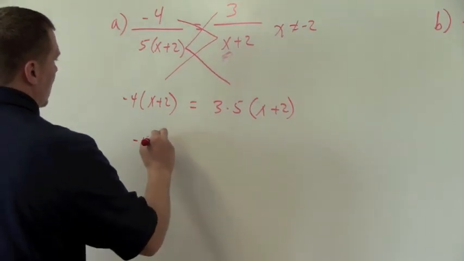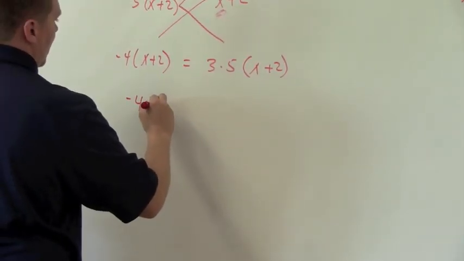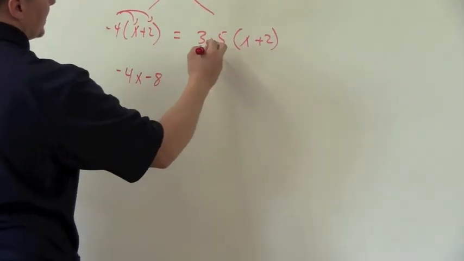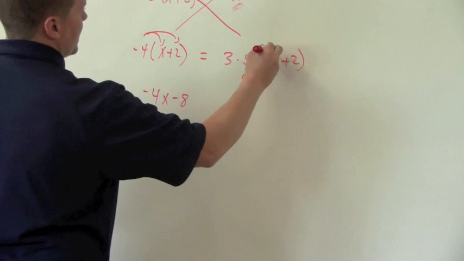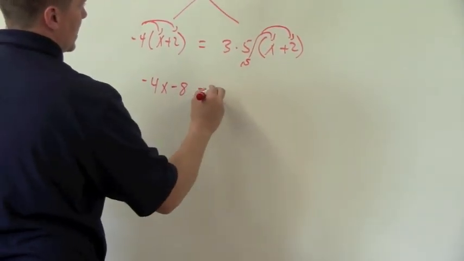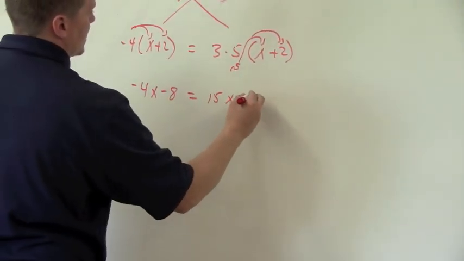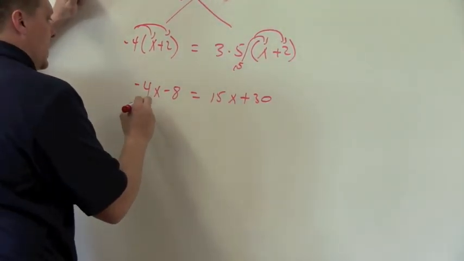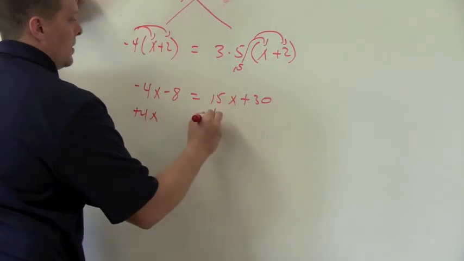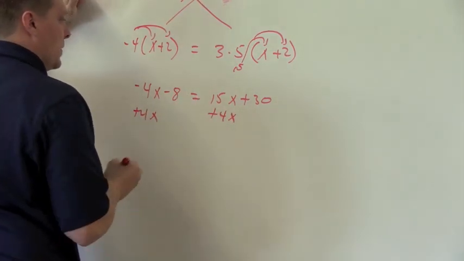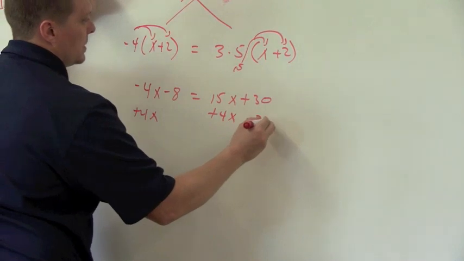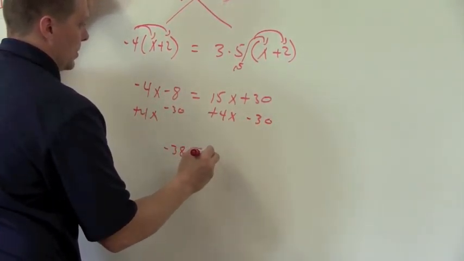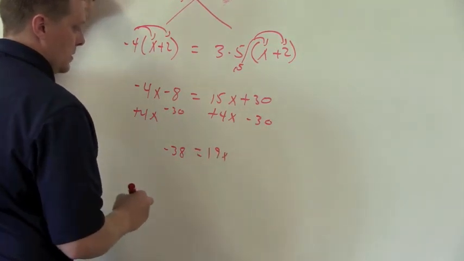We get -4x minus 8, because I distribute that inside. 3 times 5 is 15, and then I distribute that 15 inside, so that's 15x plus 30. Now it becomes a simple solving problem. Add the 4x, because I always want to move the smaller to the bigger, and subtract the 30. That gives me -38 equals 19x.